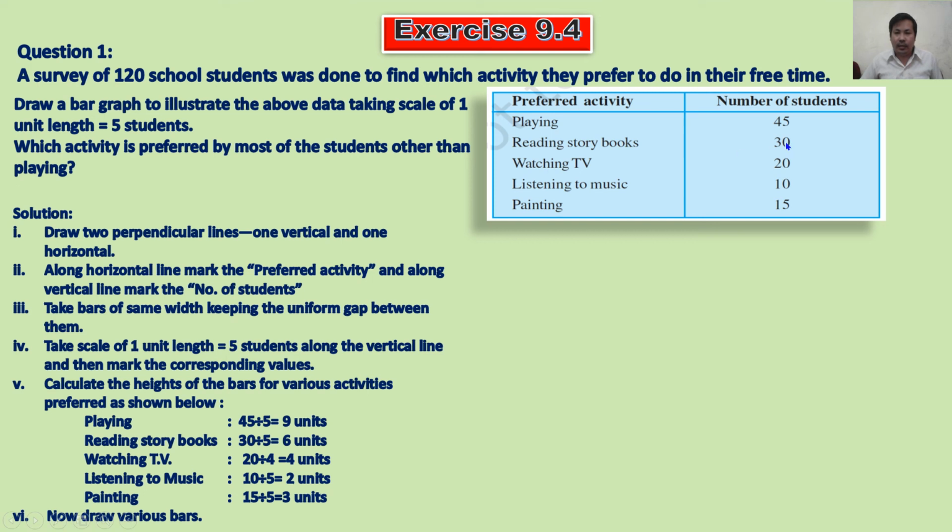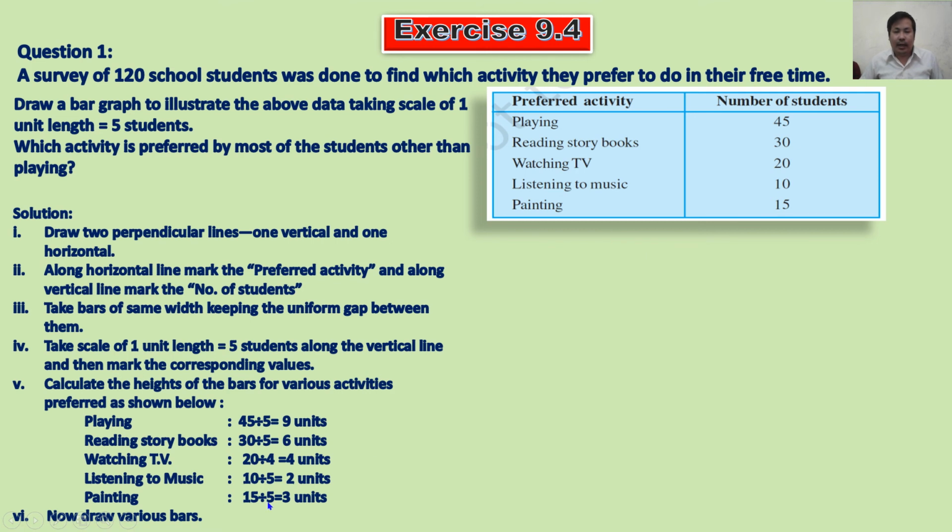So next, reading book. 30 students are there. So 30 divided by 5. Why do we have to divide by 5? Because every one unit is representing 5 students. That's why we have to divide each of them by 5. Okay, clear. Then watching TV, 20 divided by 5 is equal to 4. Then next, listening to music, 10 divided by 5, 2 we get. Painting, 15 divided by 5, 3 units we are getting.